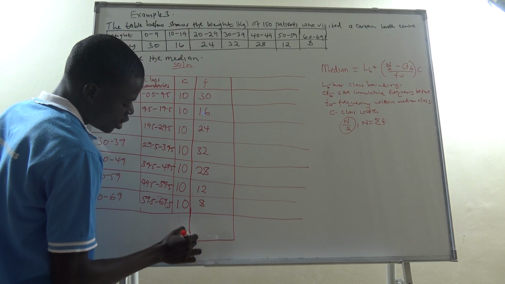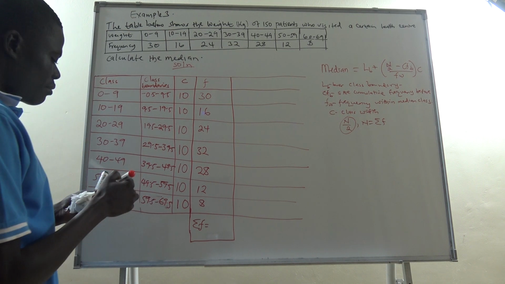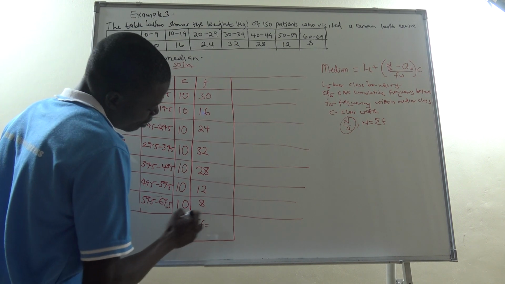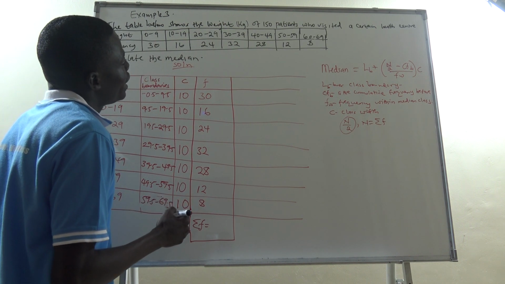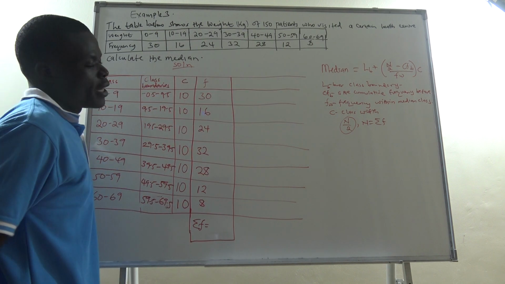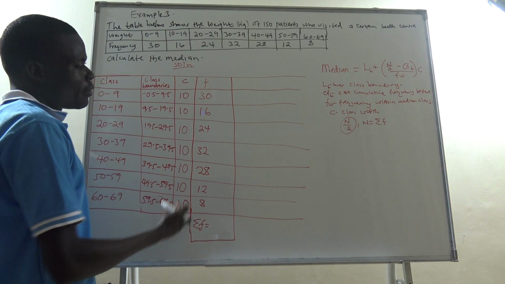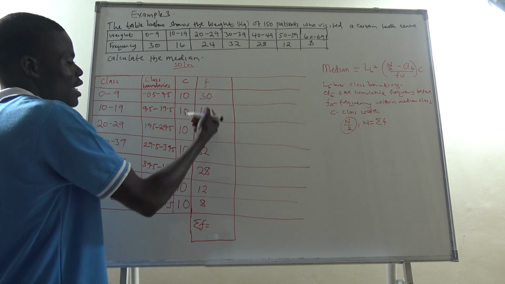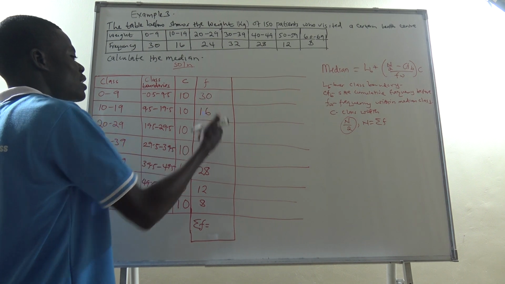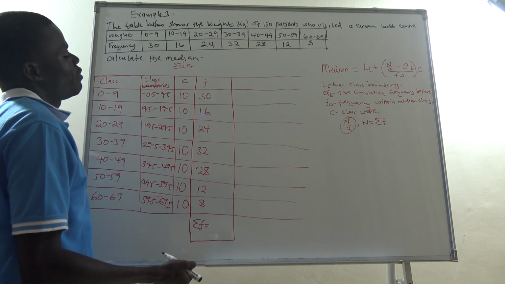Immediately after finishing, you get the summation of f. So our summation of f is 150. But you must not guess that it is 150. This thing is real. Just add them and you see what you will get. So we have 30 plus 16, we get 46. Plus 24, we get 70.